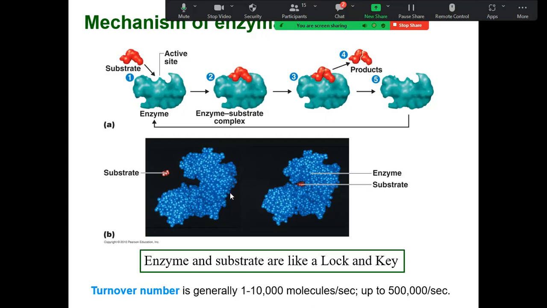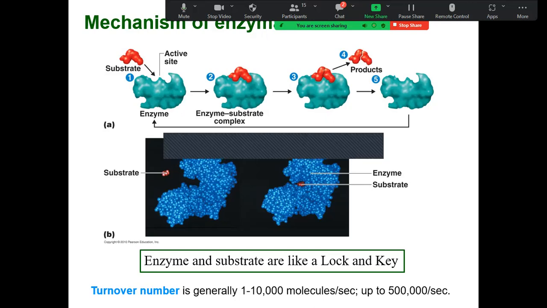What else do you notice about this picture here? There's two things if you look really, really closely. I can't blow it up any further.